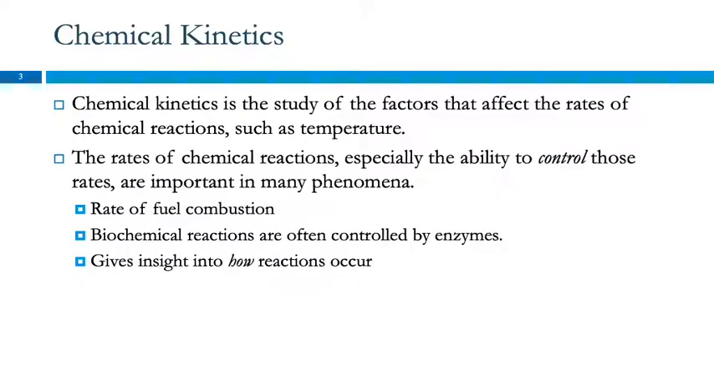So, chemical kinetics, the topic of this chapter, is the study of the factors that affect the rates of chemical reactions. Temperature is one of those factors. The rate of a chemical reaction is important. Some reactions occur, but they occur so slowly that they're not useful at all. And so the ability to control the rate of a reaction gives us a lot of power and enables a lot of possibilities.